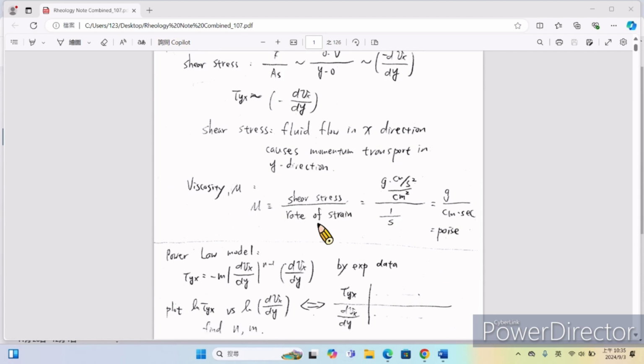For shear stress flow in x direction, that causes momentum transfer in y direction. So you have a viscosity. We define viscosity. Here the viscosity is the shear stress divided by the rate of strain, or shear stress divided by the strain rate.